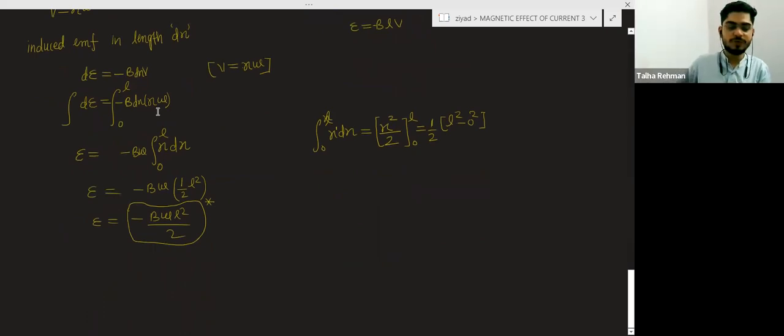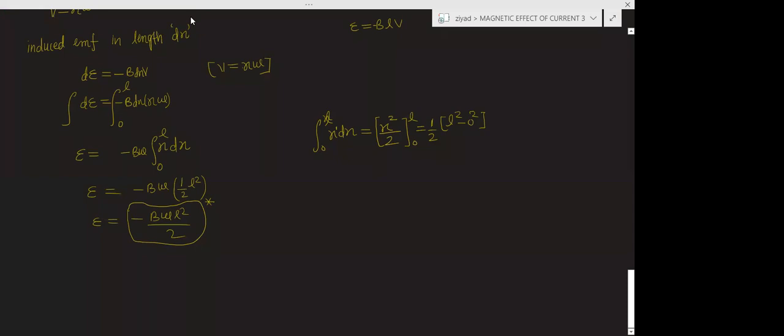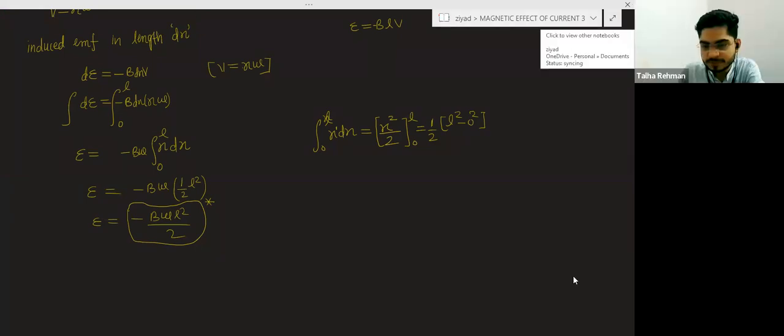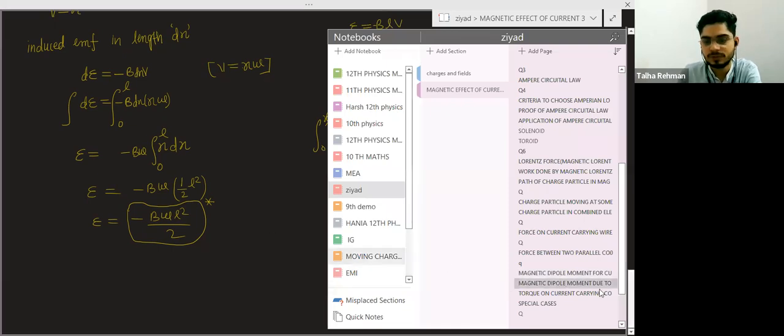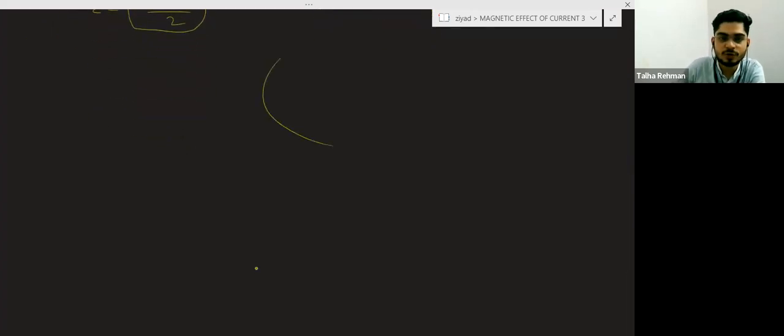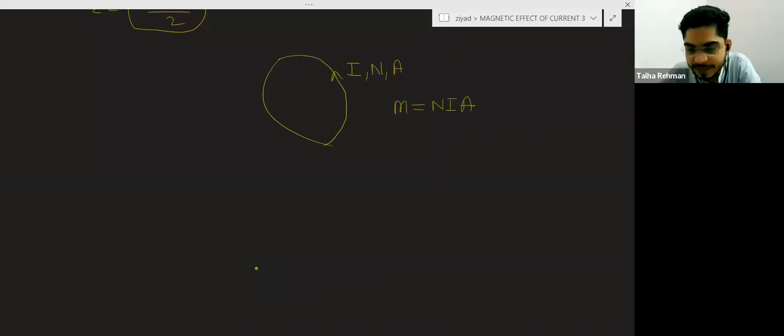So now we will come to our topic. Now our topic is very easy today: motion in the magnetic field. So magnetic dipole moment you should know. You have a circular coil having a current I, with the number of turns n, and A is the area of the coil. This is a circular coil, so the area of the circle is given by pi r square. So the magnetic moment is equal to NIA.